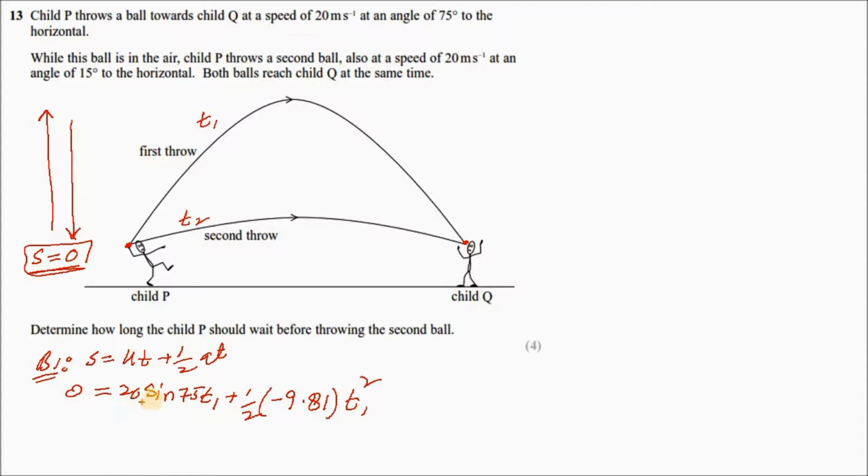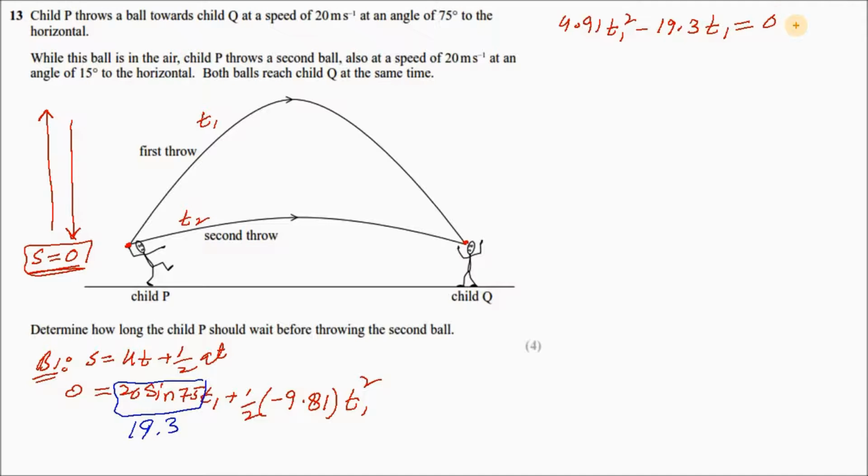Clearly you see that 20 sine 75 is 19.3. Now you have a quadratic equation in terms of T1. You can solve this equation for T1. How do you do that? You can rearrange this equation in the form of a quadratic. Once you rearrange this, you would have 4.91 T1 squared minus 19.3 T1 is equal to 0.